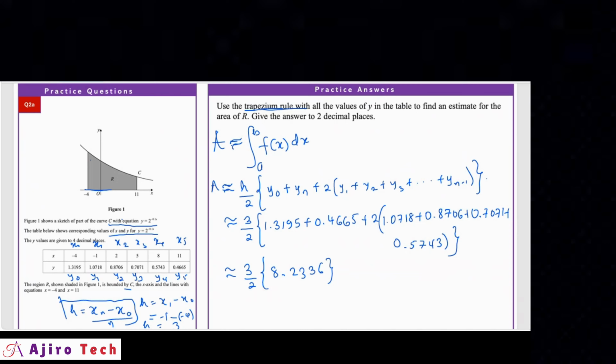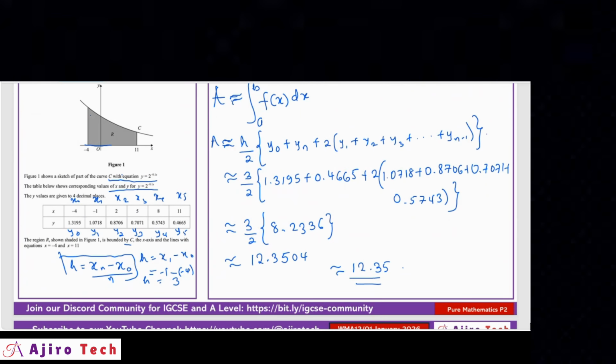So we have the answer to be approximately 12.3504. But the question says our answer should be to 2 decimal places to get the final accuracy mark. So this will be 12.35 to 2 decimal places. So this is how to use the trapezium rule to find this. Okay, can we move on to the next question here?